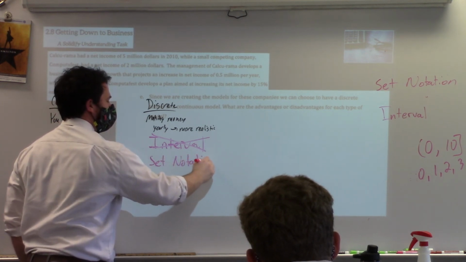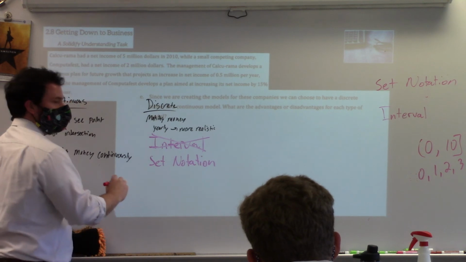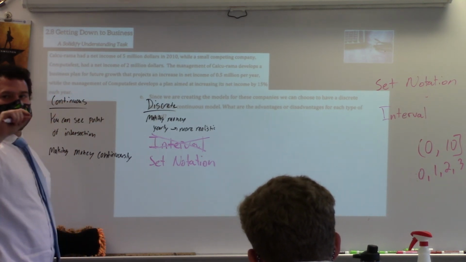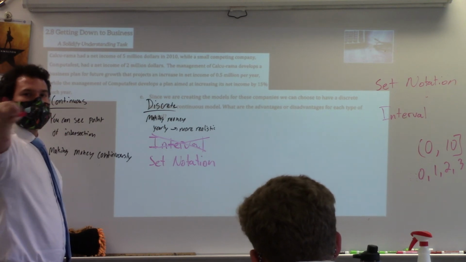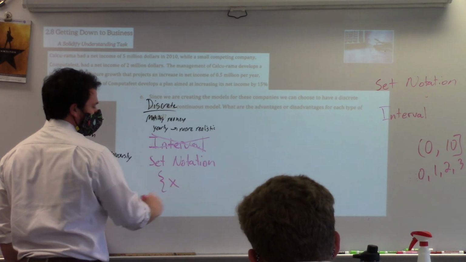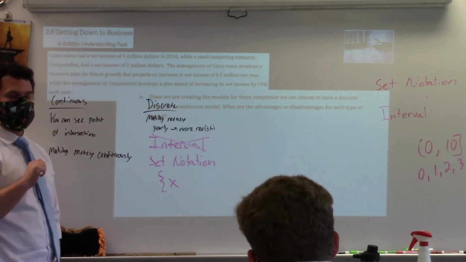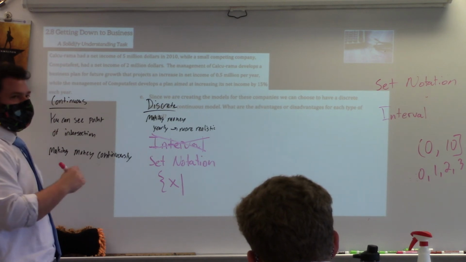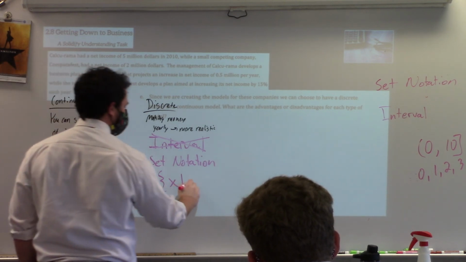Does anyone remember how we write set notation? What's the first part of it? The set of x. What do we use to indicate that it's the set of x? Curly brackets. Alright, so the set of x, what comes after that? A bar, a line. That's the "when," right? The set of x when x is an element.